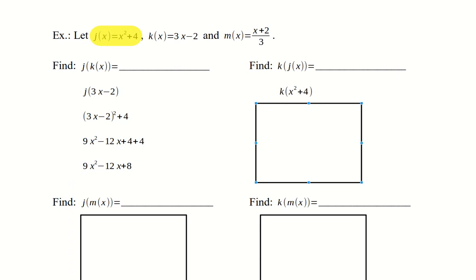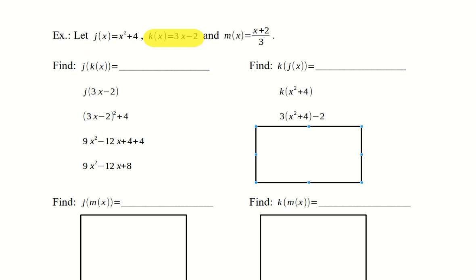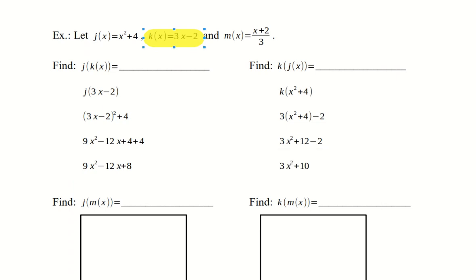Remember that k is a function. We're now going to look up the rule for k. K is 3x minus 2. So we're going to take the input x squared plus 4. We're going to multiply it by 3 and then subtract 2. So here's what we get. We multiply it by 3 and we subtract 2. Now we can distribute that 3, and we probably should, just to clean up this answer. So there's 3x squared plus 12. And of course we can combine the two constant terms.